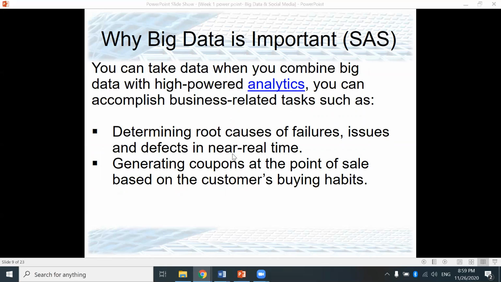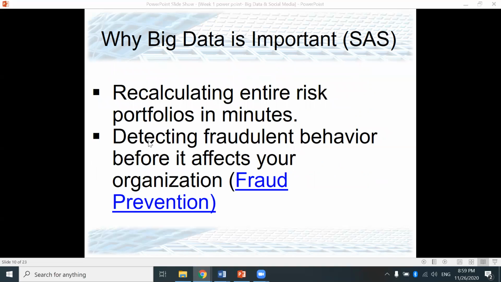When you combine big data with high-powered analytics, you can accomplish business-related tasks such as determining root causes of failures, issues and defects in real time, and generating coupons at the point of sale based on the customer's buying habits. That all happens as a result of big data. Another thing you can do is recalculate the entire risk of portfolios in minutes, and detect fraudulent behavior. Like I said, insurance companies use this concept of big data to prevent fraud.